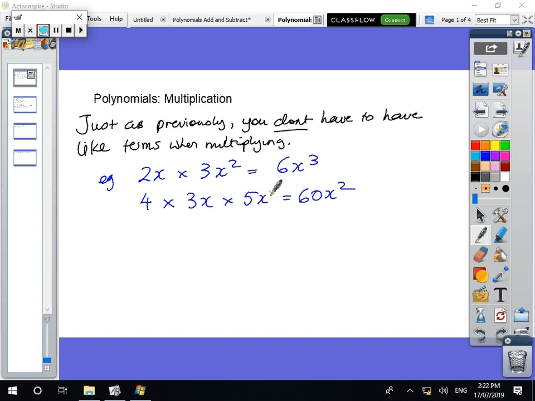Just as previously in algebra, you don't have to have like terms. Back in year 7 or 8 or 9, you had questions like 2x squared times 3x. 2 times 3 equals 6, x times x squared equals x cubed. Or 4x times 3x squared is 12x cubed, or 4 times 3 is 12 times 5 is 60, and then x times x is x squared. So you don't have to have like terms. You can do unlike terms. Now they're simple terms, but we're looking at polynomials. So come across when you're ready.